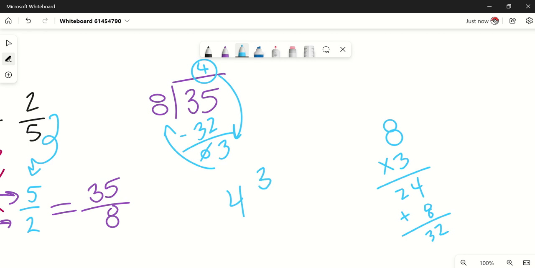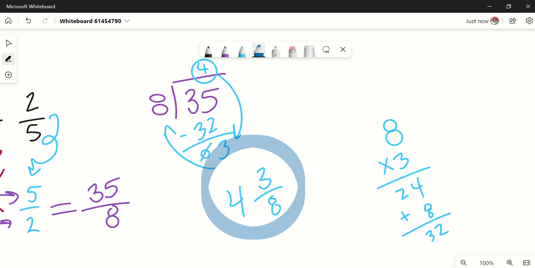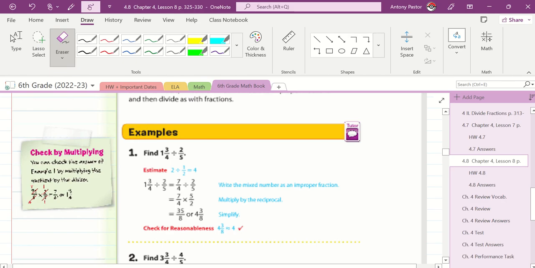And I make sure that that 3/8 is simplified, which it is, because 3 and 8 have nothing in common. And there is my answer, 4 and 3/8. And right there, 4 and 3/8. Now this one says to estimate. We're not going to be doing estimates on our test, so you guys can ignore that word there.